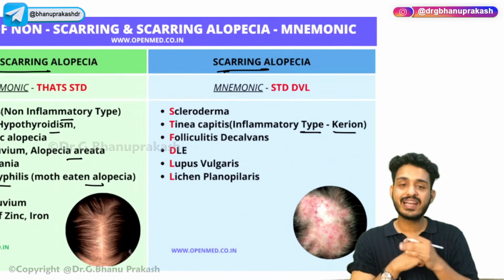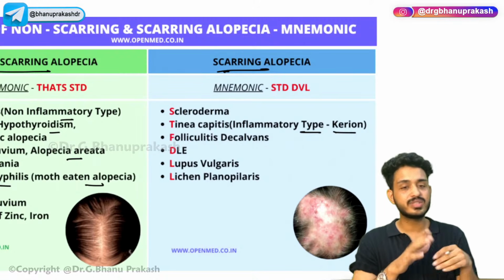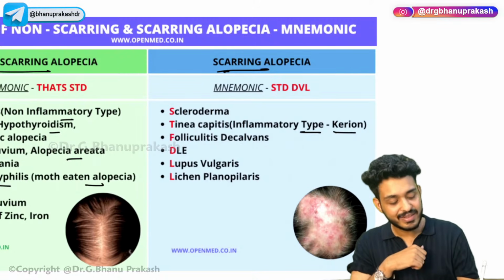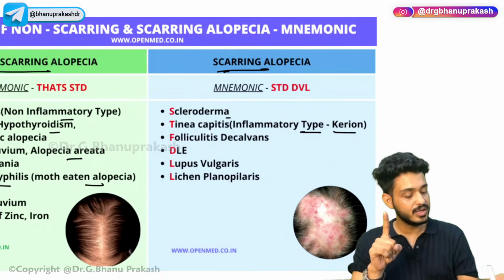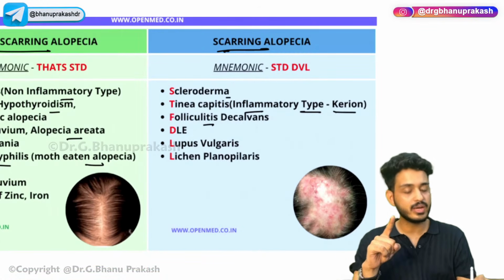Second, we have the scarring type of alopecia. That means once the hair loss is there, those hairs cannot grow back, right? So we have this type of alopecia in scleroderma. Second, inflammatory type of tinea capitis. Third, we have folliculitis.